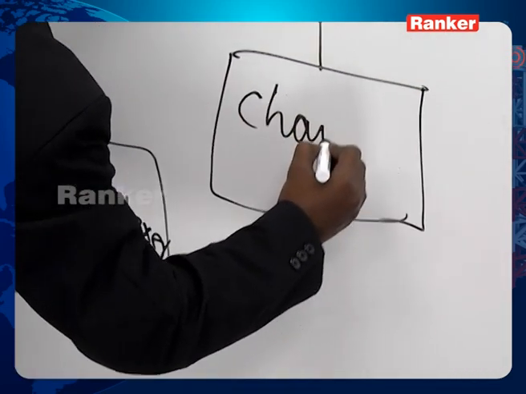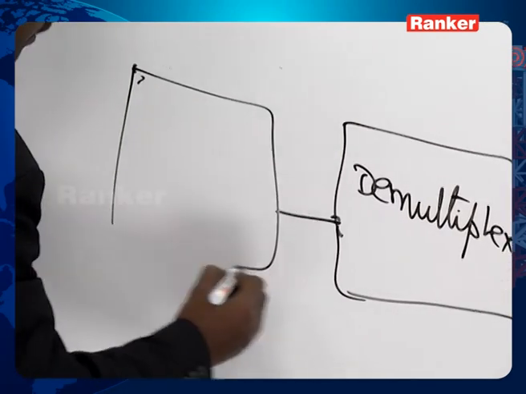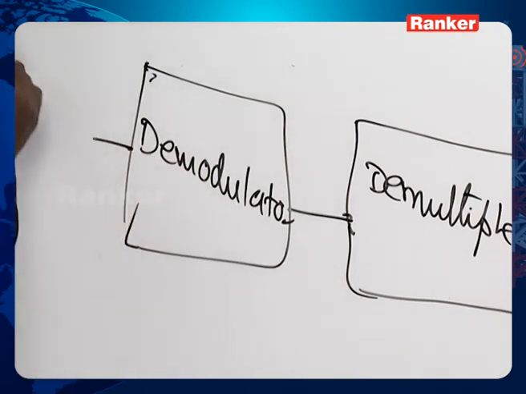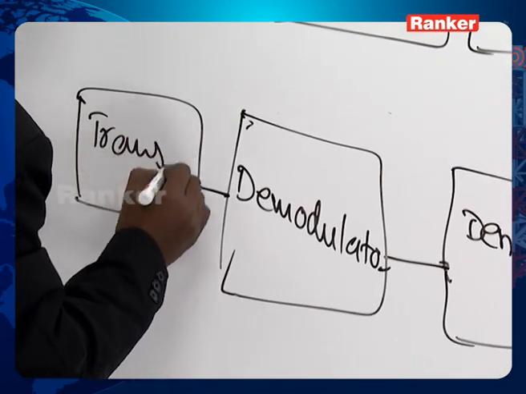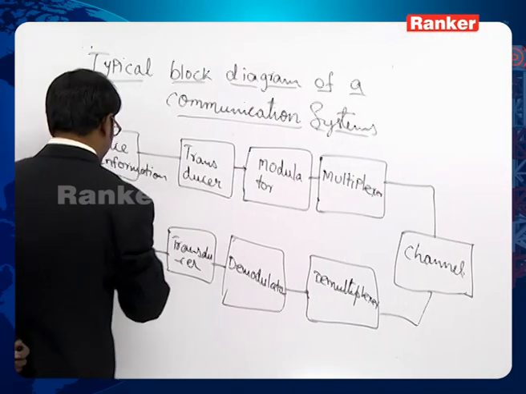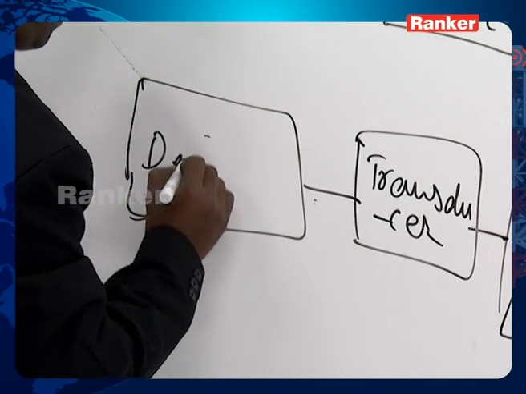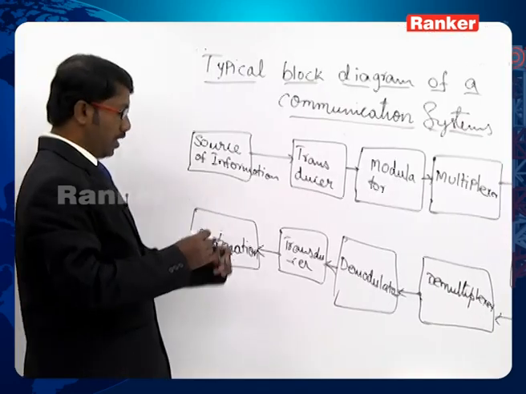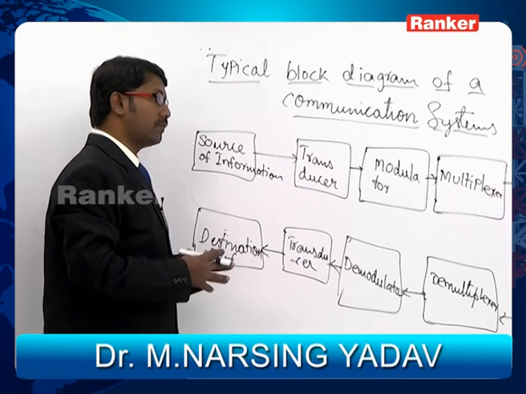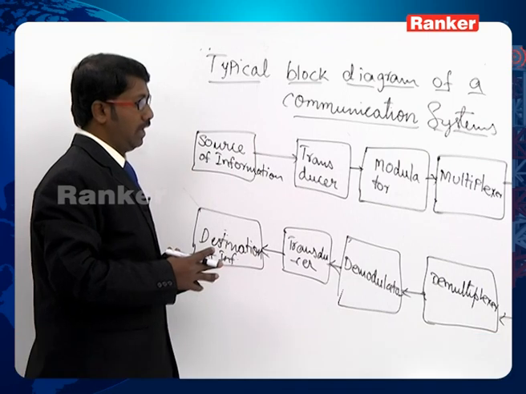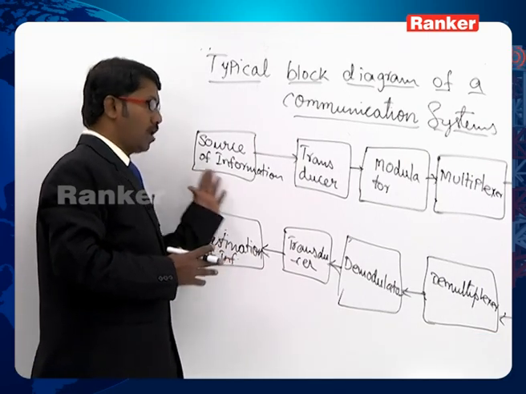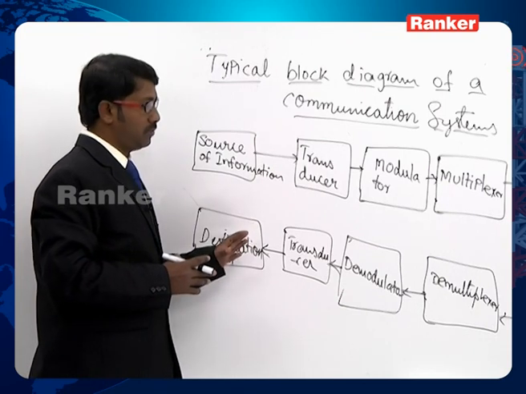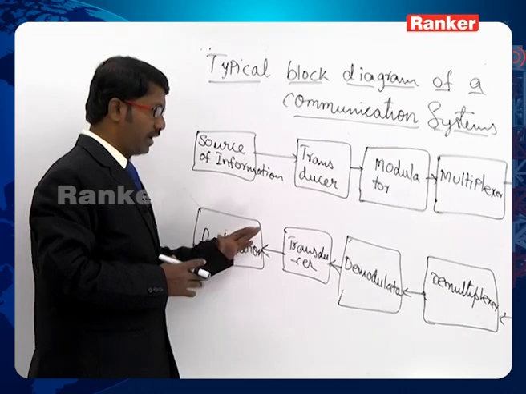I'm going to have a channel here, I'm going to have a demultiplexer, I'm going to have a demodulator, and possibly a transducer at the receiver end, and then finally the destination of information. This is how I would finally conclude the typical blocks of an electronic communication system, be it analog or digital. We have various other blocks adding up into this, but more or less this is the kind of blocks which we would see in any communication system, no matter whether it is a wired or a wireless communication system.